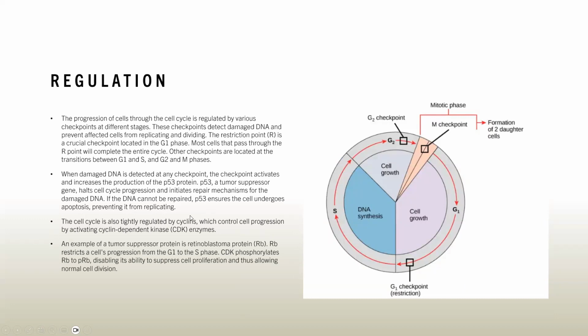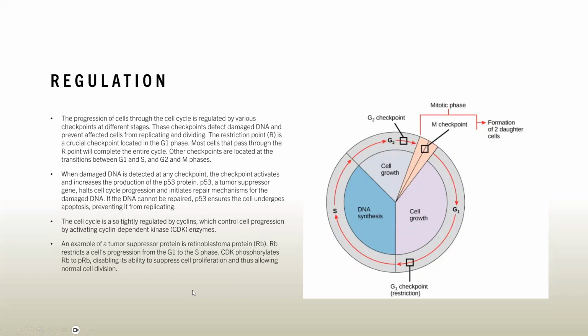Regulation. The progression of cells through the cell cycle is regulated by various checkpoints at different stages. These checkpoints detect damaged DNA and prevent affected cells from replicating and dividing. The restriction point R is a crucial checkpoint located in the G1 phase. Most cells that pass through the R point will complete the entire cycle. Other checkpoints are located at the transitions between G1 and S and G2 and M phases.